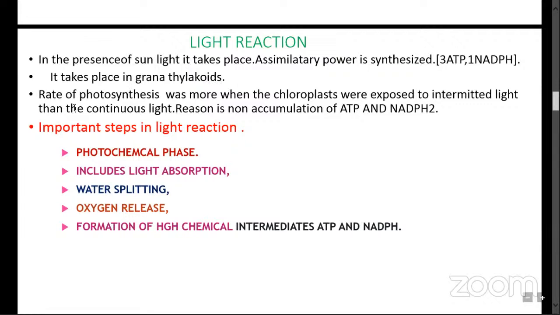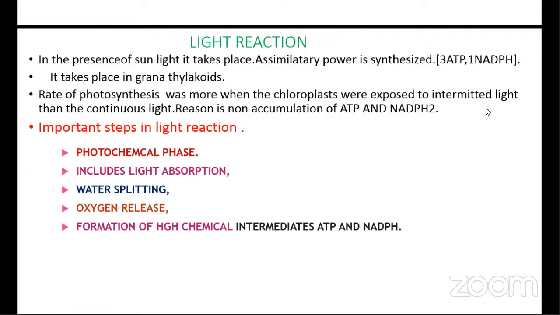Then this light reaction is influenced by light. Yes, the rate of photosynthesis is more when the chloroplasts are exposed to intermittent light. That means chloroplasts absorb sunlight from the sun in the form of photons. And a continuous flow of photons will not help in increasing the rate of photosynthesis.